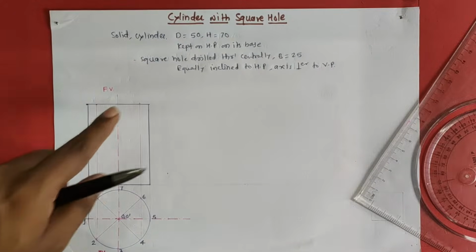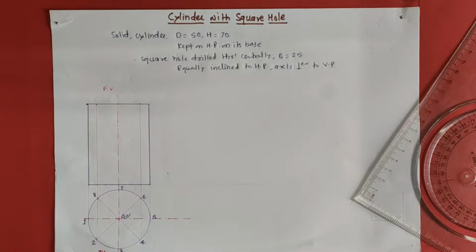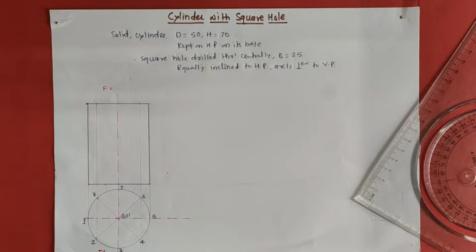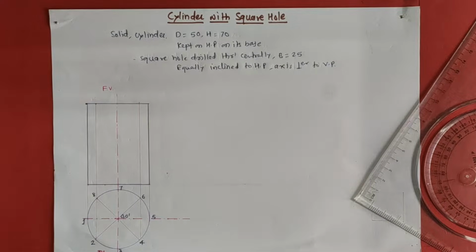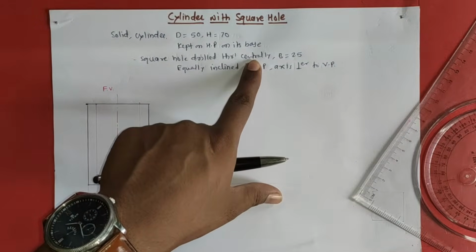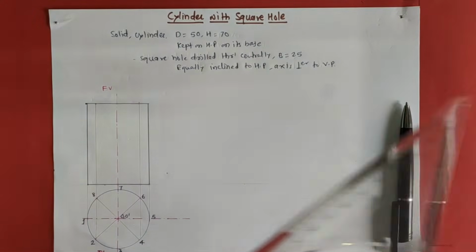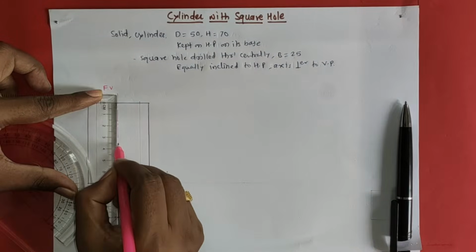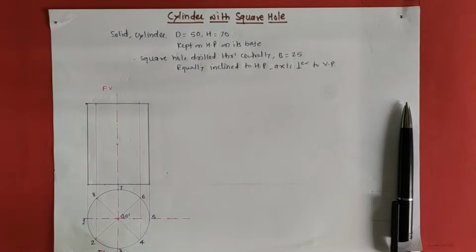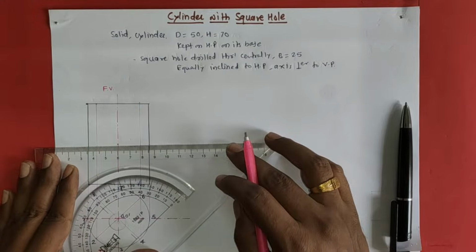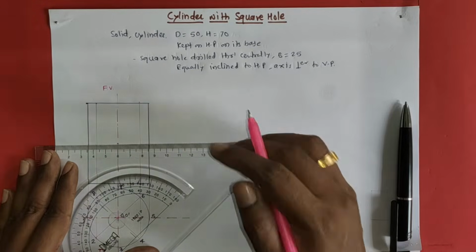Now in front view we have to draw a square hole. How are we going to draw a square hole? See, the square hole is at the center of the axis, so I am going to mark the center of the axis. Height is 70 mm, so I am going to mark 35 mm here, and I will draw a center line here also.